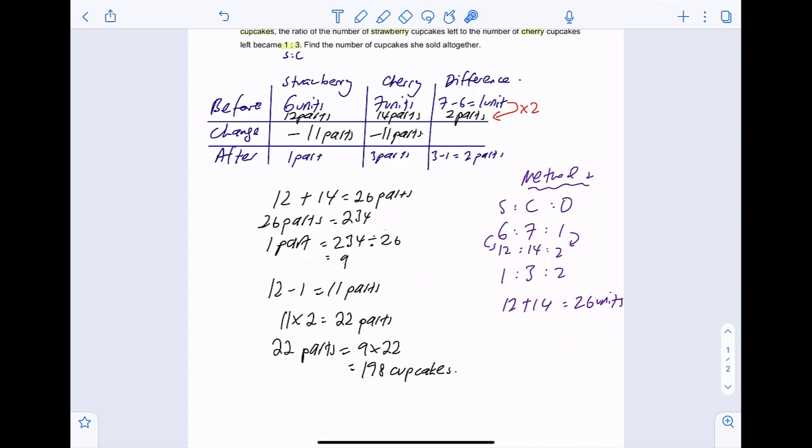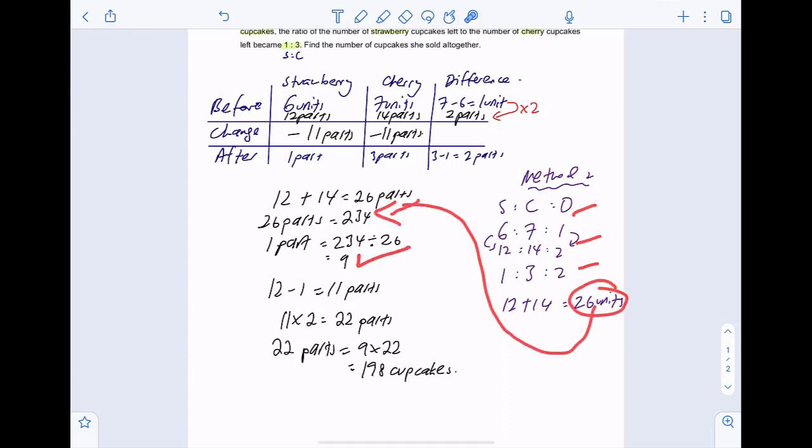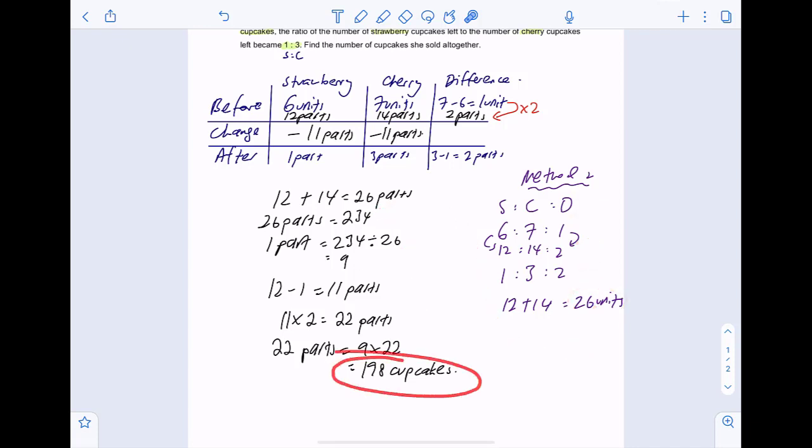Why not try this out on your own for method 2. Get the ratios in for the difference, use units instead, and from here, refer to the steps here, get 1 unit, 11 units, 22 units, and that will give you 198 cupcakes.